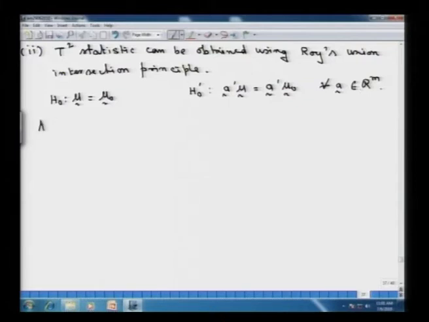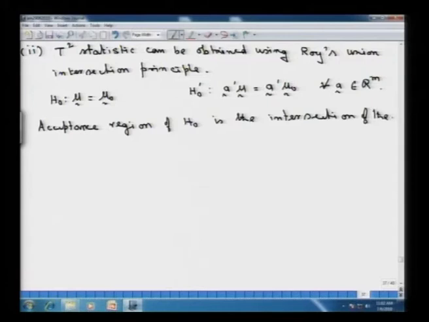Now, the acceptance region, the relationship, that is what we are talking about. The acceptance region of H naught is the intersection of the acceptance regions of H naught prime for every A belonging to R to the power m. Now, what does that mean?